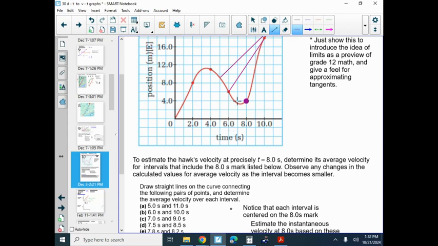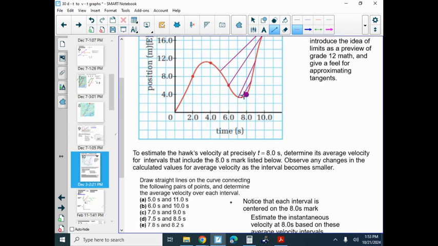7 to the 9. There's 7-ish right there, and over to 9, which would be up here. Faster in that interval. 7.5 to 8.5, so split the difference from there to there. And then finally, 7.8 to 8.2, basically trying to go from there to there. You can't even see it right now, but I'm going to extend that line. Think of it as crossing at 7.8 and 8.2.